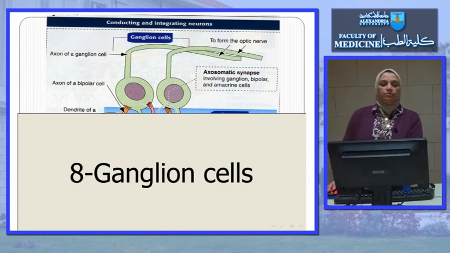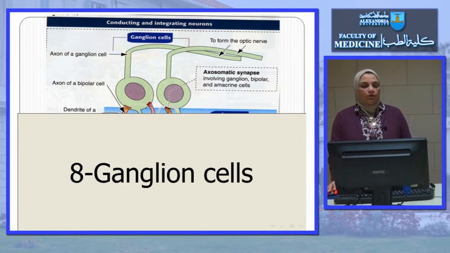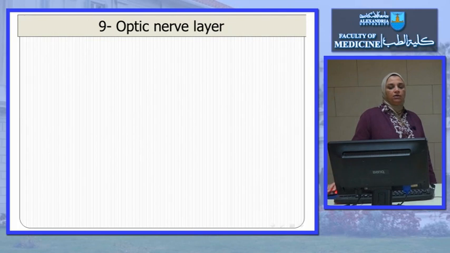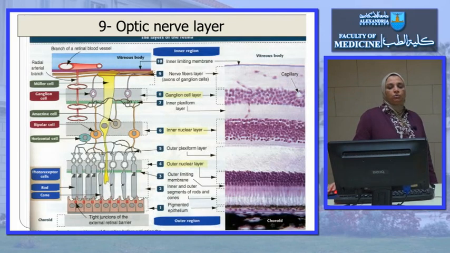Then we'll go to layer number 9, which is the optic nerve fiber layer. What is this layer? Look at this. This is the ganglion cells, and these are the optic nerve fibers, which are the axons of the ganglion cells. The fibers appear pale in histological section. This is layer number 9.